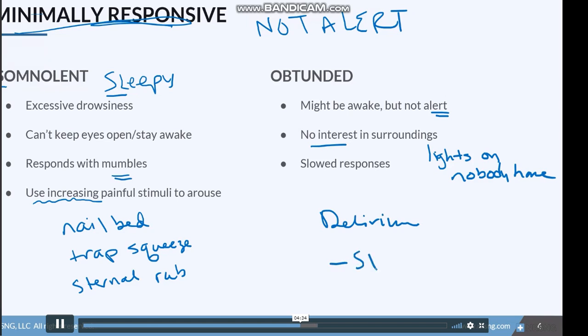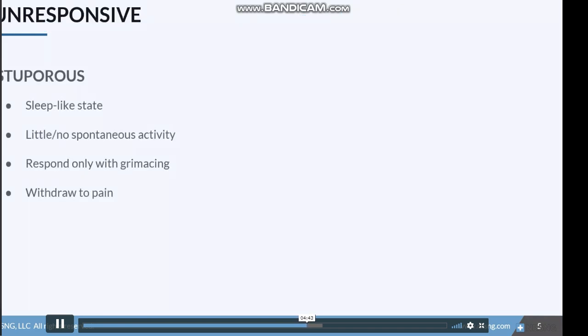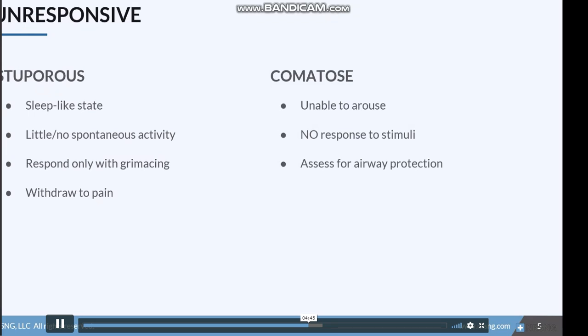This could be caused by something like a stroke or elevated ammonia levels, which we'll see when we look at hepatic encephalopathy. Now, from there, we're going to move down to patients who aren't responding at all. Now, stuporous patients, they're in a sleep-like state. They are not moving around on their own. There's no spontaneous activity. They do respond some to stimuli, but only with grimacing. Sometimes they might pull away from you when you cause that painful stimulus.